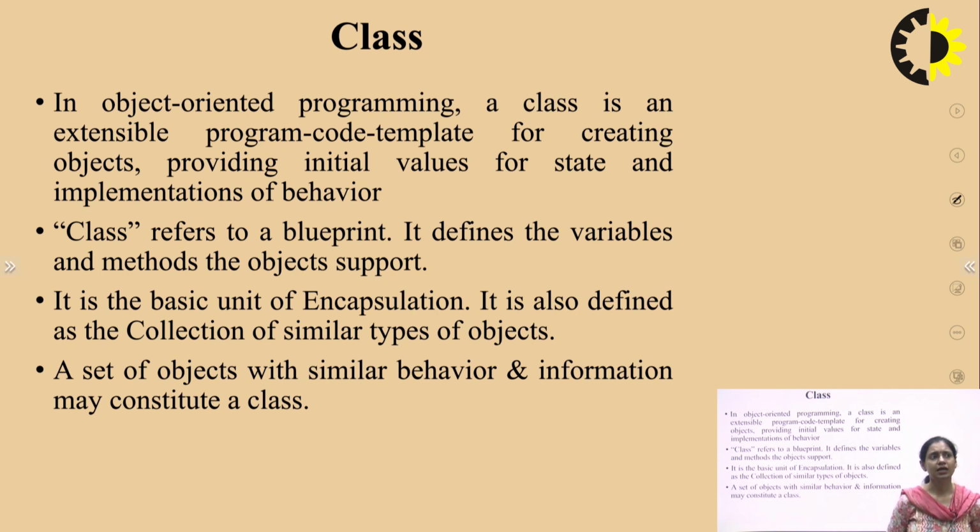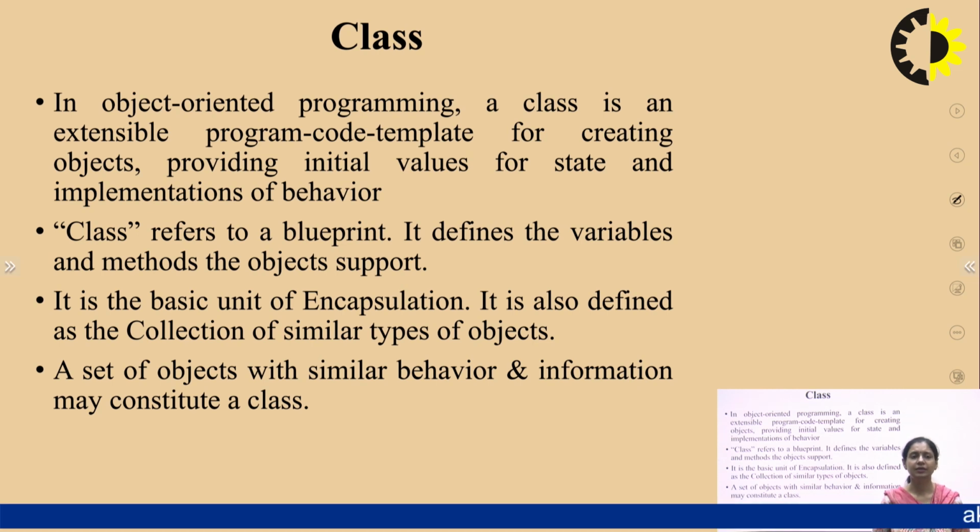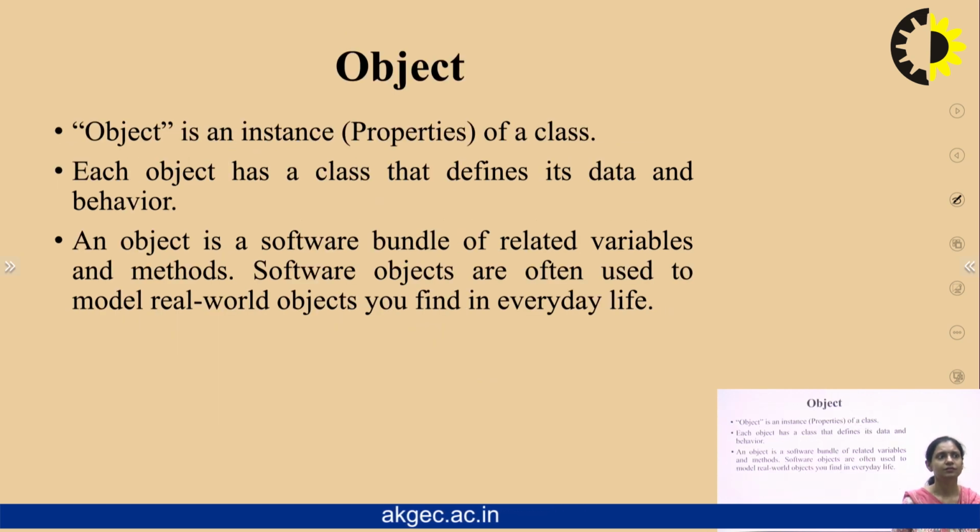So, what is a class? A class is an extensible program code template that is used for creating objects, providing initial values for the state and implementation of the behavior. It refers to a blueprint which defines the variables and the methods the object supports. It is a basic unit of encapsulation, and it is also defined as a collection of similar type of objects. A set of objects with similar behavior and information may also constitute a class.